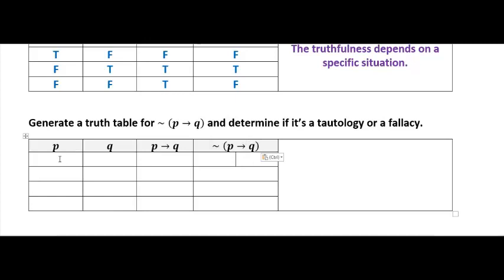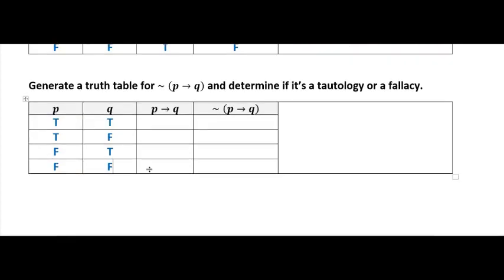Then we're going to have to fill in the table, right? And as usual, the possibilities are: both of them could be true, the first one true and the second one false, or the first one false and the second one true, or both of them could be false. Those are the four possibilities in this case. And we're going to analyze the conditional in here.